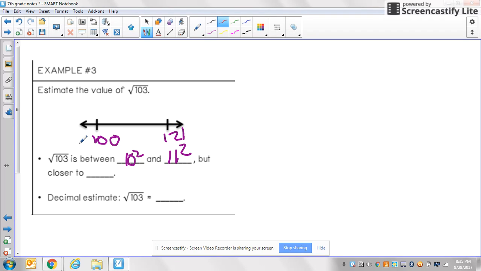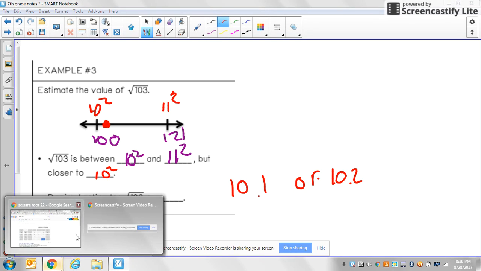Okay, now the square root of 103 is going to be posted right about here. And as we noticed from our other examples, which one is it closer to, the 10 squared or the 11 squared? Oh, it's way closer to the 10 squared. And your next guess is, well, it's really close to about 10.1, 10.2. So I would accept a couple answers. I would accept 10.1, or I would also accept 10.2 as your decimal estimation.